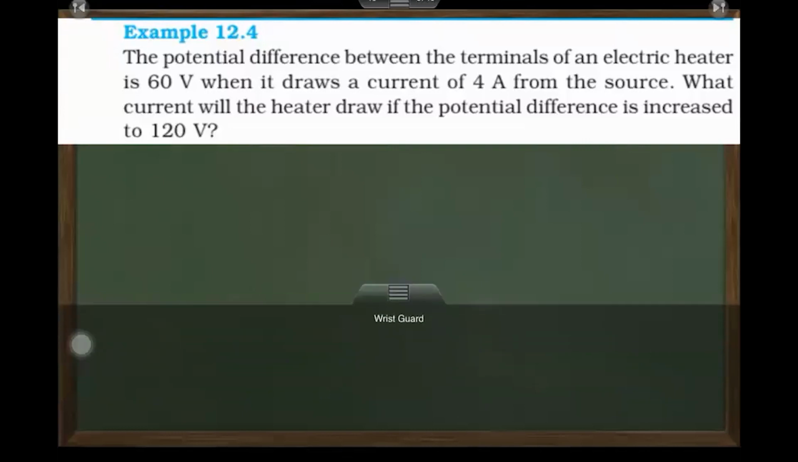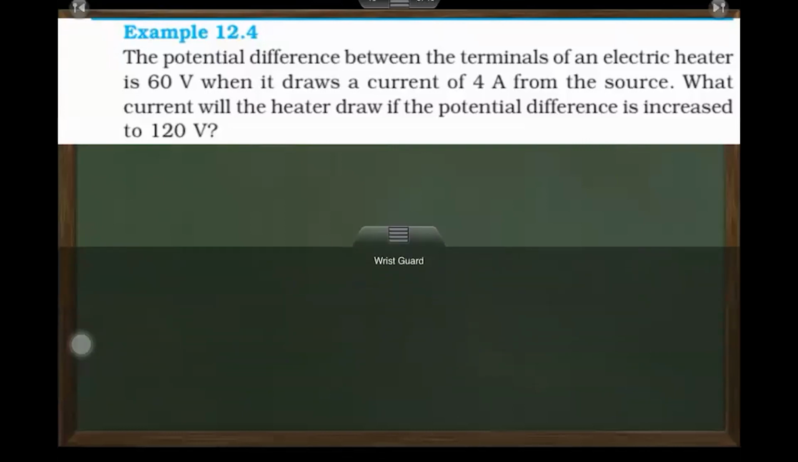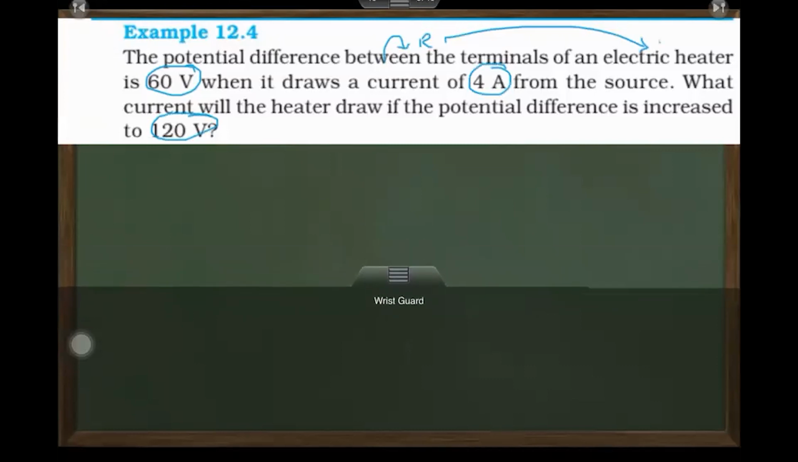So here, see what is given to you. You have been given the potential difference between the terminals of the electric heater. So V is known to you and I is known to you. With these two pieces of information you can calculate the R of the electric heater. Now, if the potential difference will be 120 volt and R you have calculated, then I you can calculate.